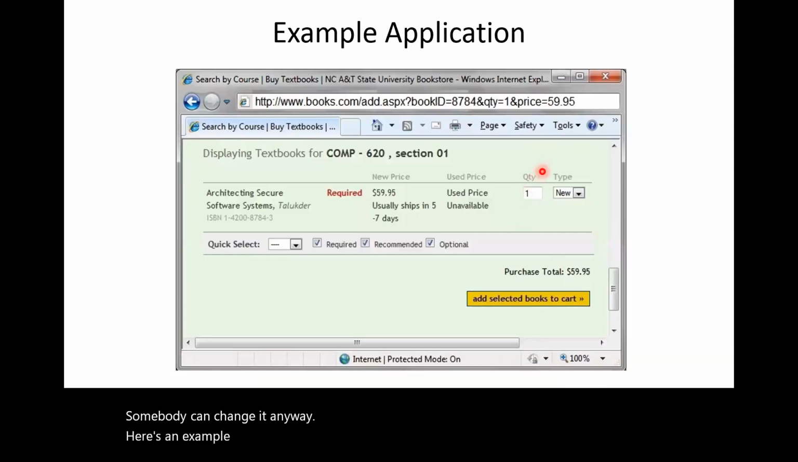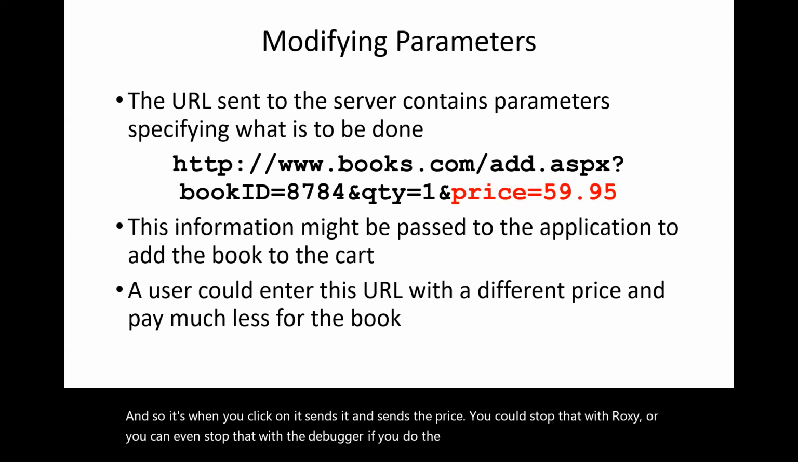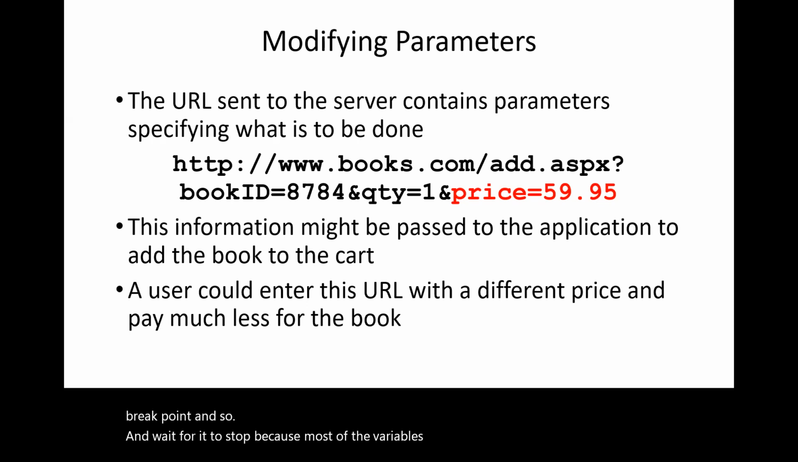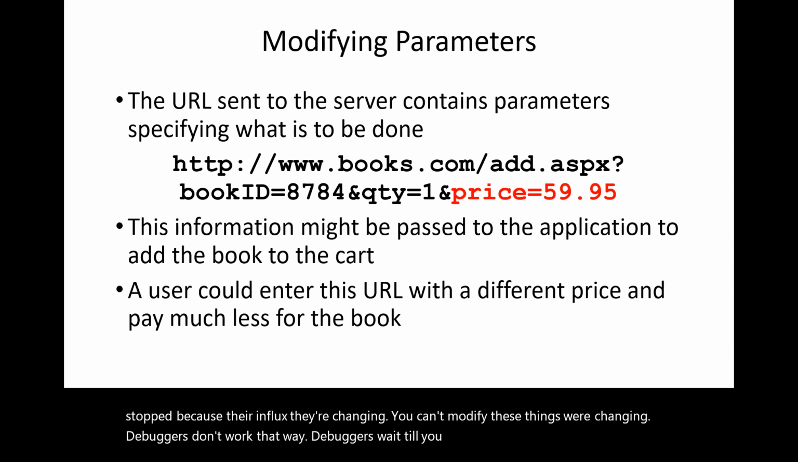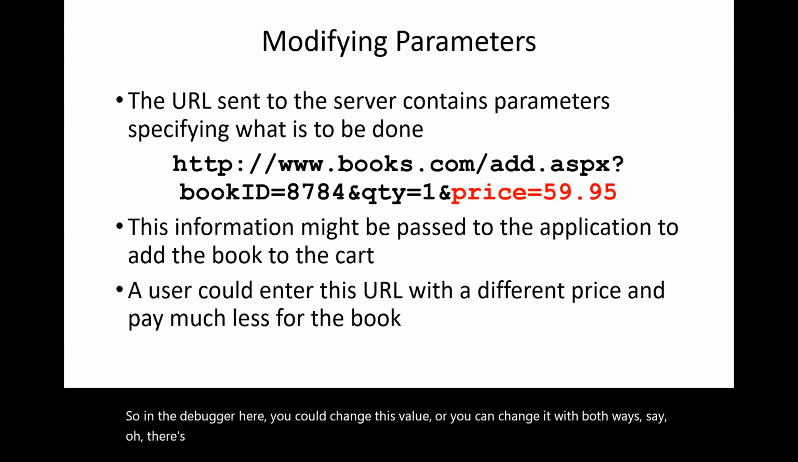Here's an example of parameters. If you notice, this website's got the price stuck up there. And so when you click on it, it sends the price. Well, you can stop that with a proxy, or you can even stop that with the debugger. You do the debugger before you send it. You'll have to edit that a little bit. By the way, when you're using the debugger, you want to set a breakpoint and wait for it to stop, because most of the variables are inaccessible until the program has stopped, because they're in flux, they're changing. You can't modify these things while they're changing. Debuggers don't work that way. Debuggers wait till it stops, and then you can look at the variables and change them. So in the debugger here, you could change this value, or you can change it with HTTP both ways. Say, oh, there's a constant, and change that.